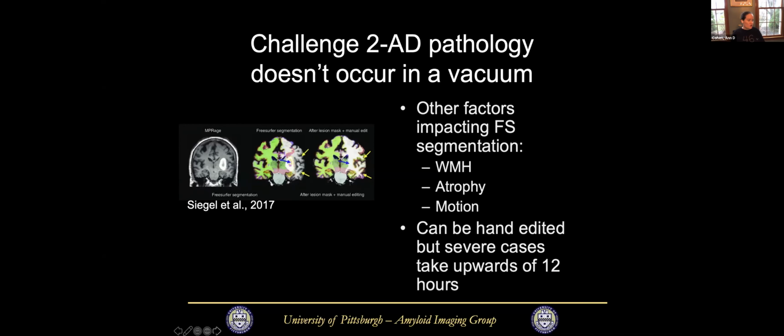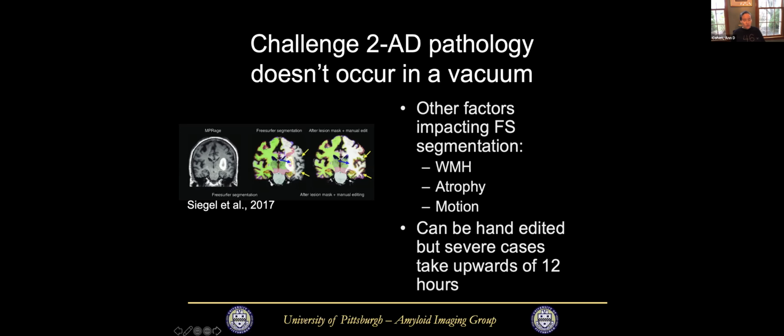The third thing I should say, and this has been a big issue for our group, is the fact that cerebrovascular pathology in particular impacts FreeSurfer segmentation. So white matter hyperintensities and strokes in particular can impact segmentation from FreeSurfer.